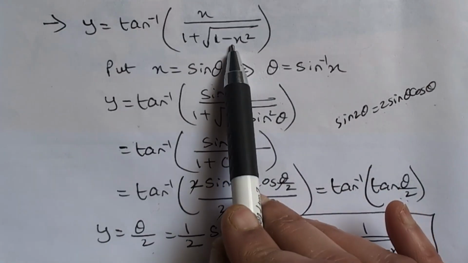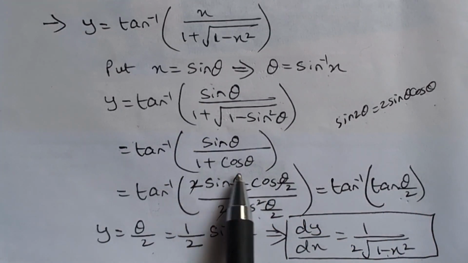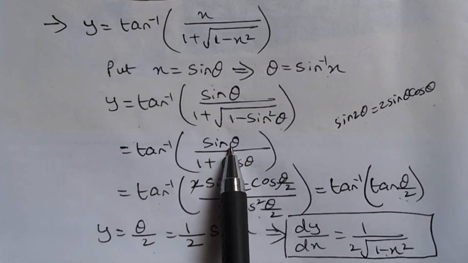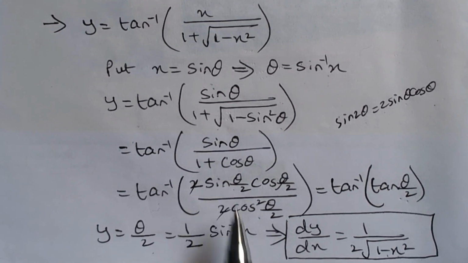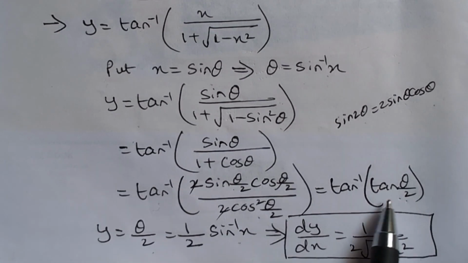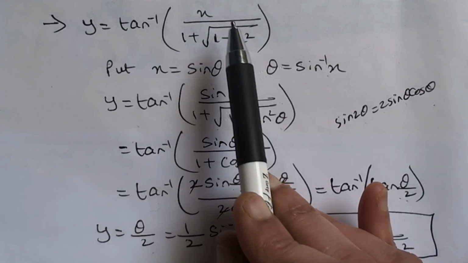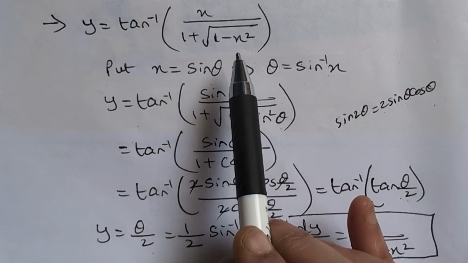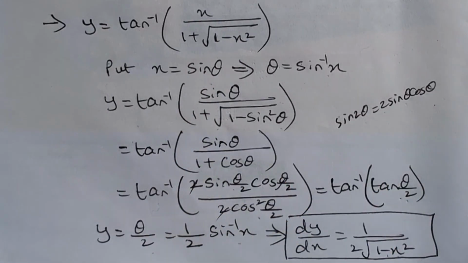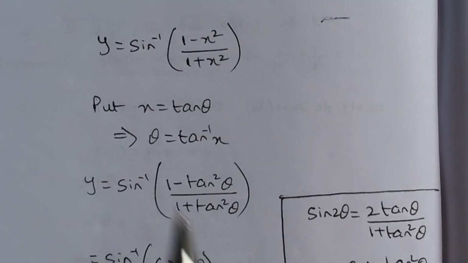Okay, like here we put sin theta, so y becomes sin theta by 1 plus cos theta. So 2 sin theta by 2 cos theta by 2, and the denominator becomes 2 cos square theta by 2. So we get tan theta by 2, tan inverse tan cancels, so theta by 2. If you practice you will understand easily which substitution to use where. By trial and error you can easily find the suitable substitution. Okay, so let's see the next question.